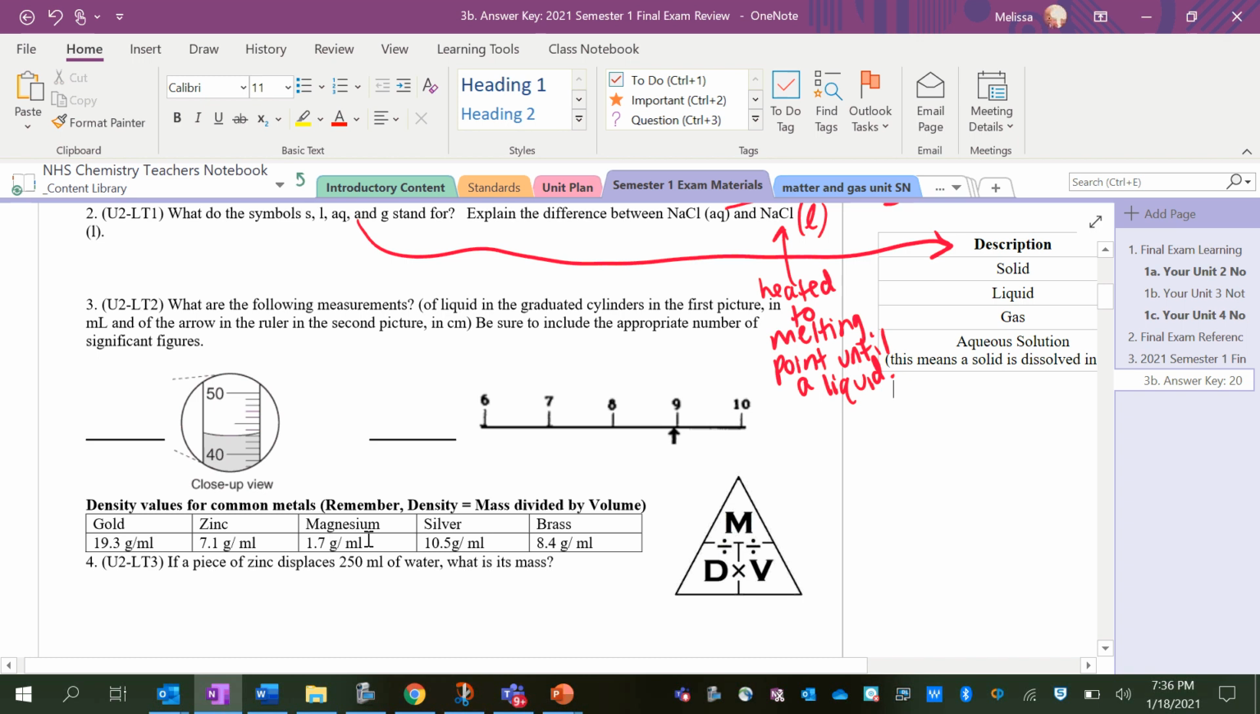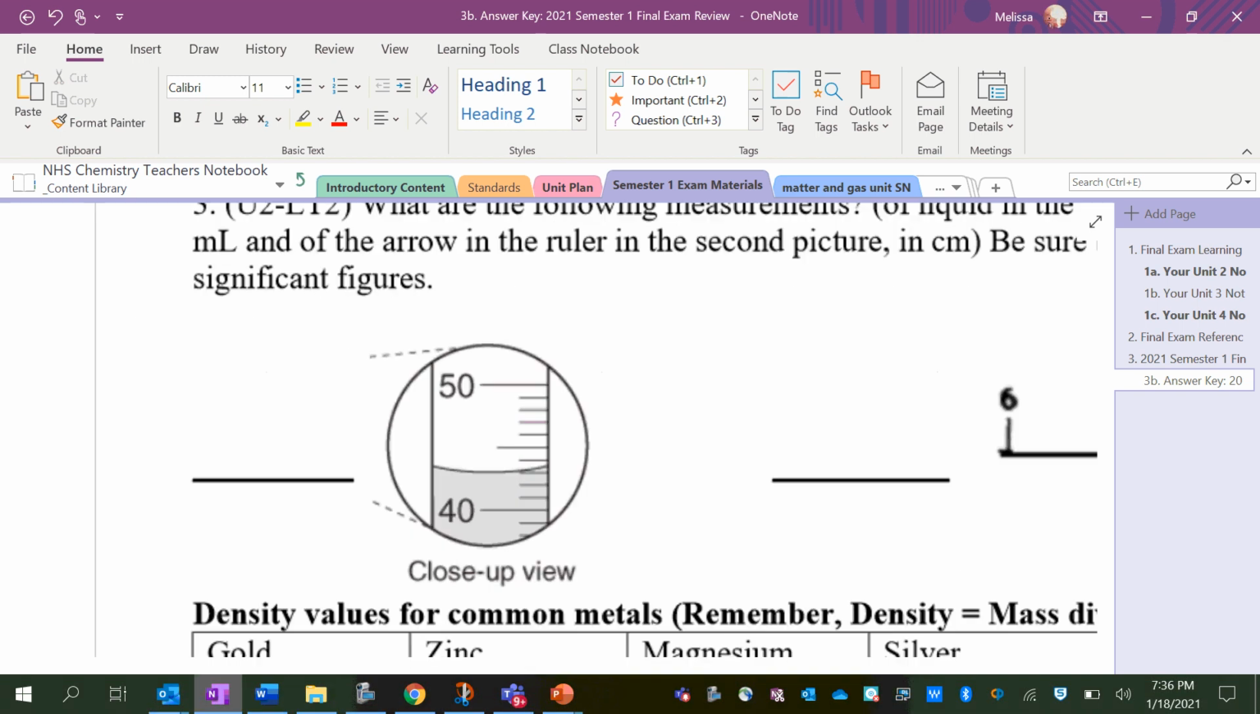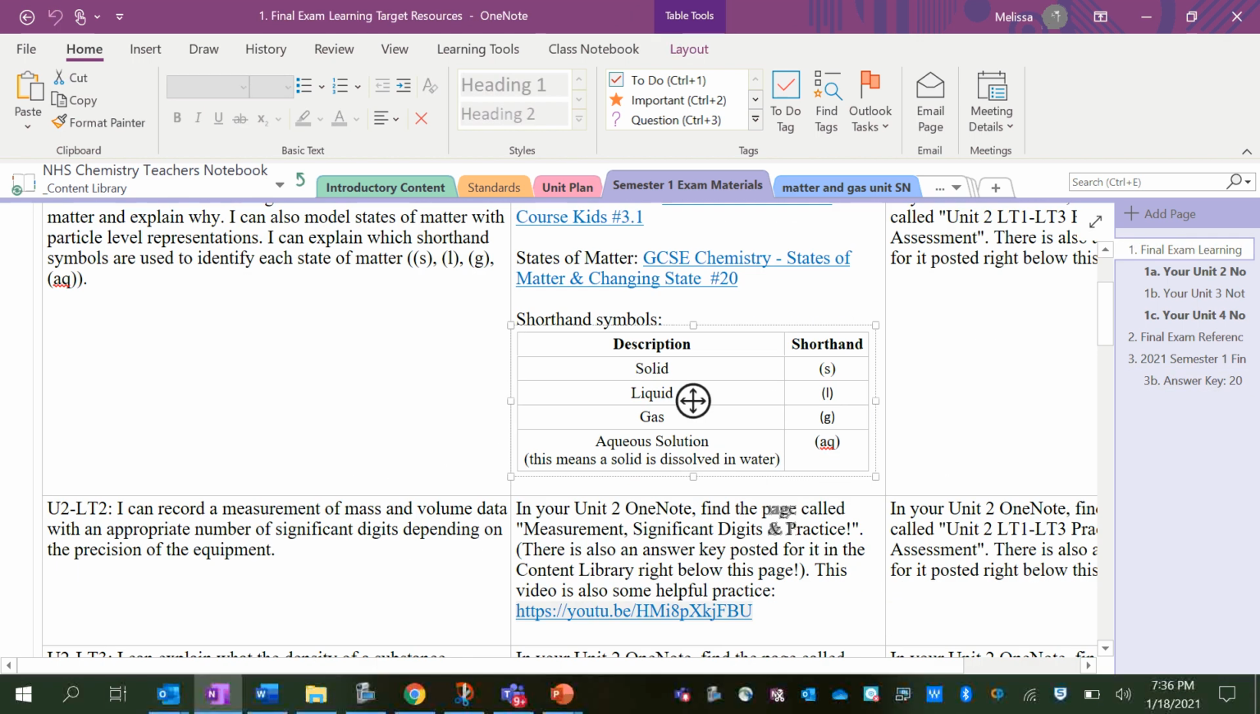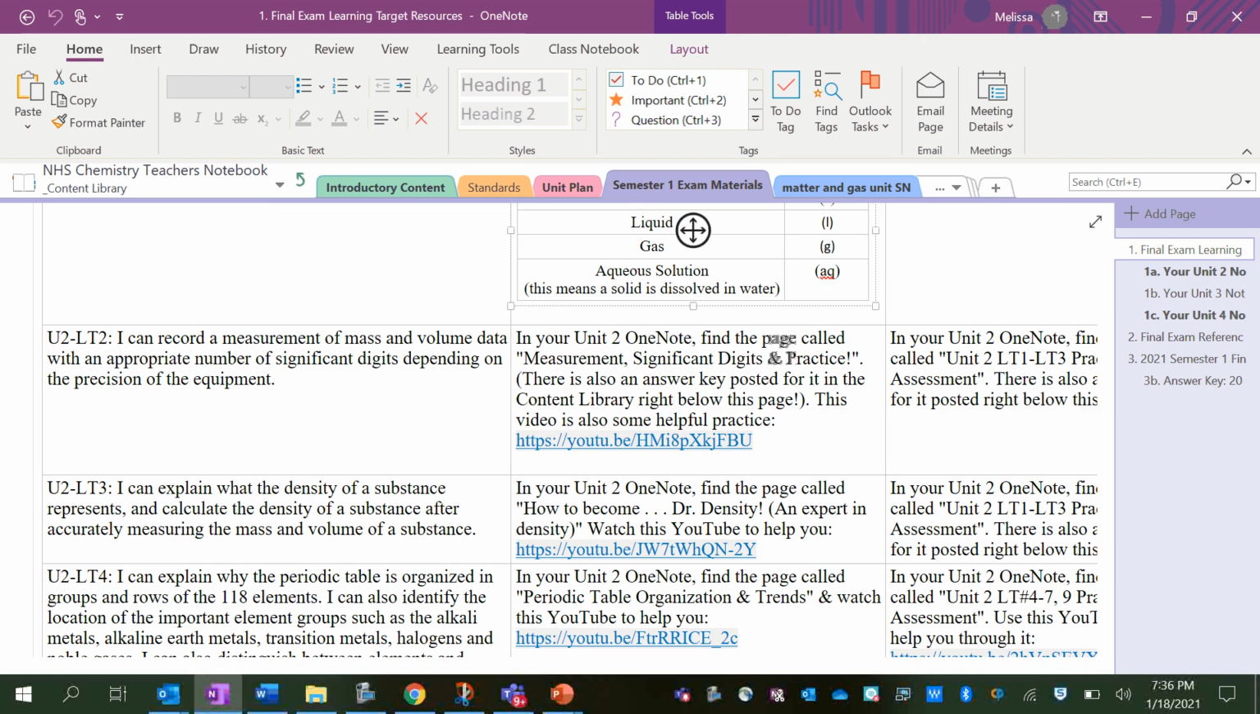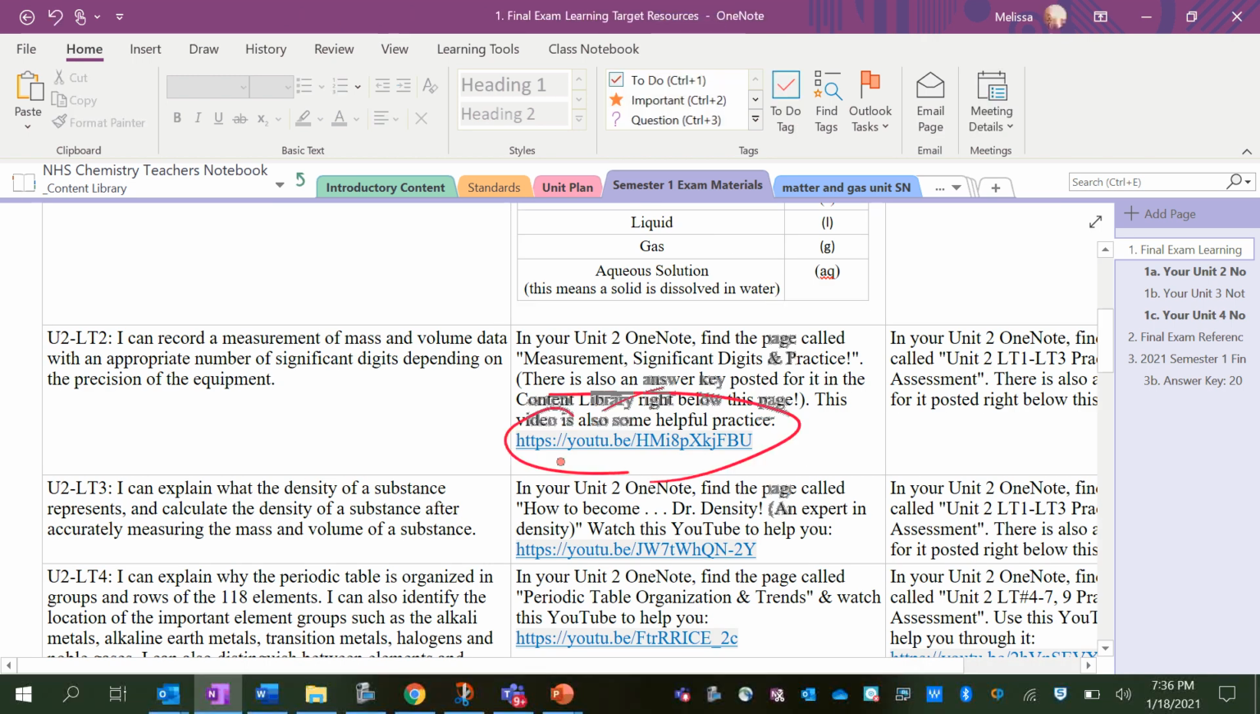All right, some measurements here. What are the following measurements? Be sure to include the appropriate number of significant figures. If you haven't already and you've struggled with measurements, I highly recommend checking out this video with some extra practice in the final exam learning targets.